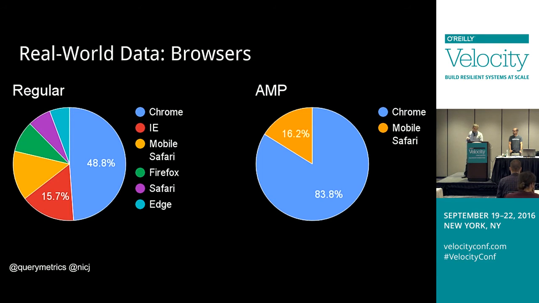So let's look at the real data that we're collecting. Just to set some kind of basis for what type of visitors are visiting these two different sites. The regular site gets a lot of Chrome and IE traffic, mobile Safari, Firefox, all the browsers that you would expect. The AMP site is mostly Chrome, a little mobile Safari. We actually don't see any IE traffic. We don't know if IE mobile specifically is just not being directed to AMP content, or if it's so minuscule it just doesn't show up in our charts.